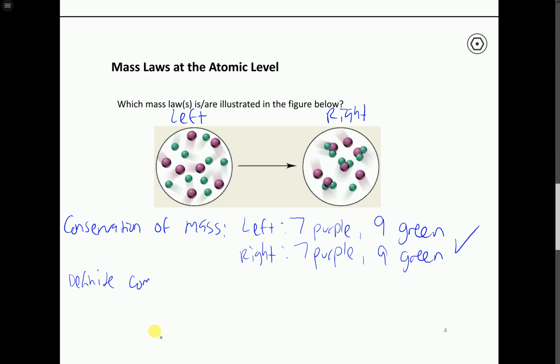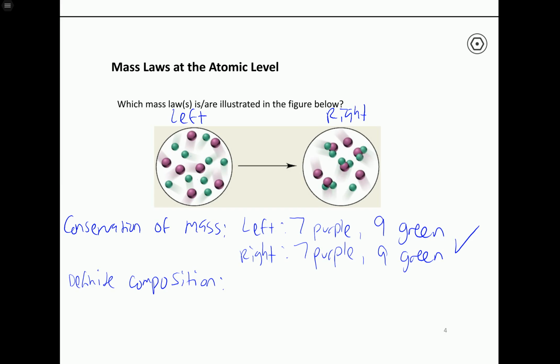And definite composition deals with the composition of a compound, which is again formed by some ratio of atoms or elements combining to form those compounds. We want to see, is the law of definite composition upheld here? That would require that all of the compounds of one type have the same composition.